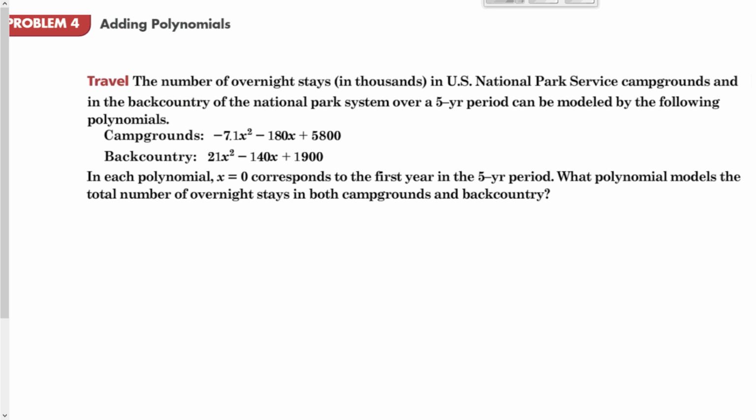Okay, so here we can read through. Basically, all it's doing is asking us to add these polynomials. In this context of the problem, all that's going on in the National Park Service is that they just want us to add these polynomials. That's what they're getting to. What polynomial models the total number overnight with both campgrounds? So I'm doing both of these, so that means that we're adding these.